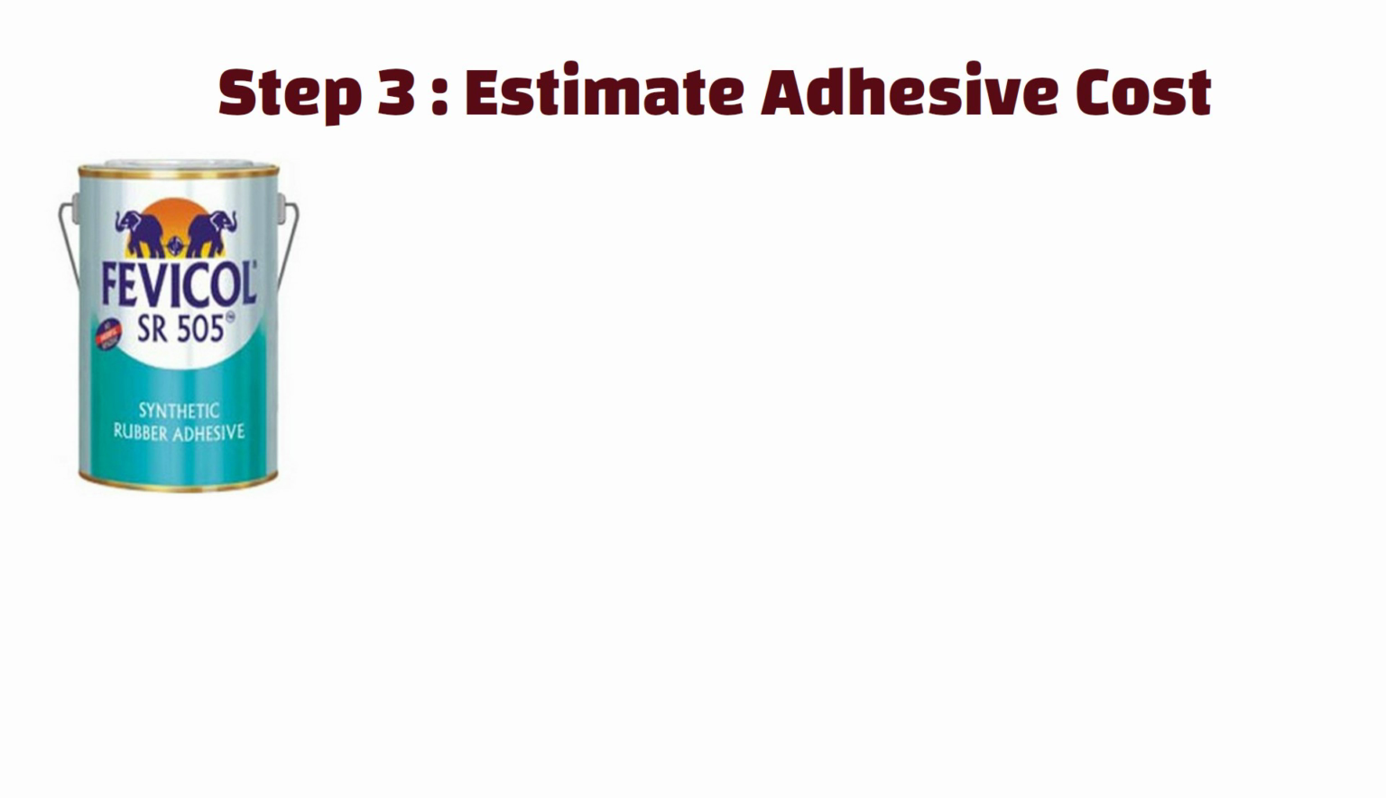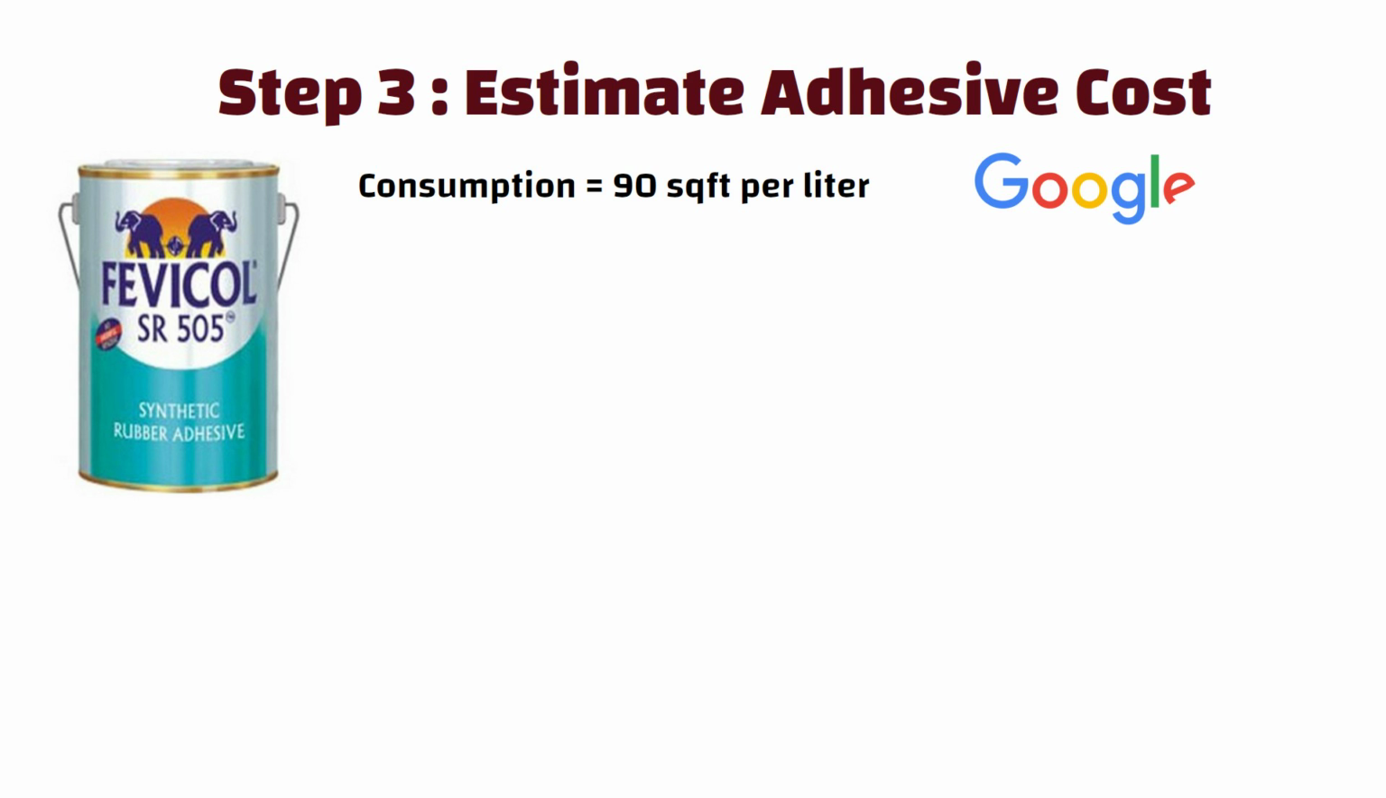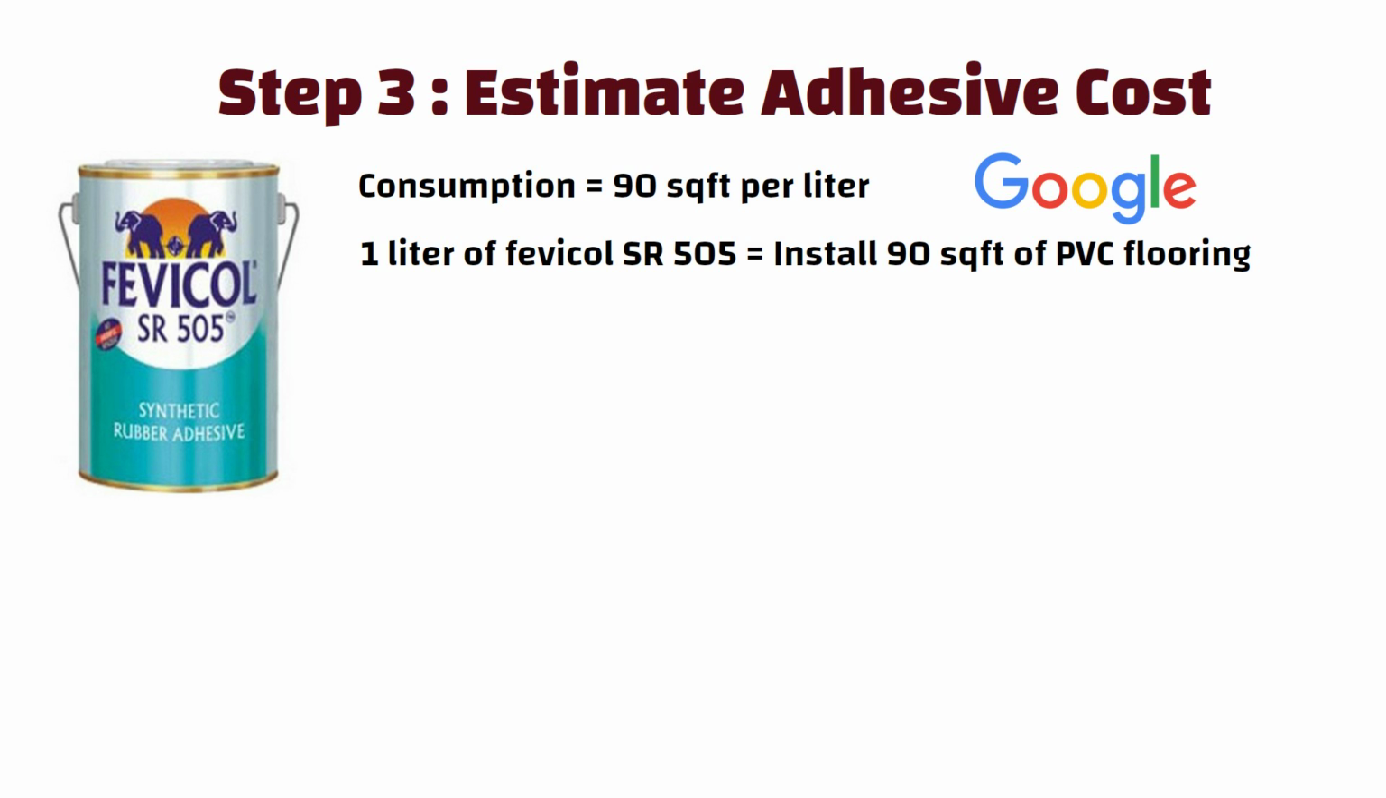Step 3. Estimate adhesive cost. We will consider Pidilite Fevicol SR505 for jointing PVC flooring. Its consumption is 90 square feet per liter. You can get its datasheet on Google for its consumption details. Means in 1 liter of Fevicol SR505, you can install 90 square feet of PVC flooring.